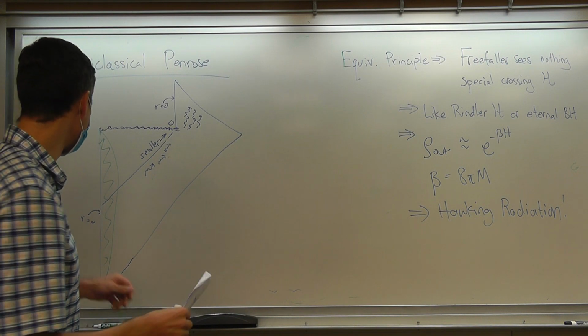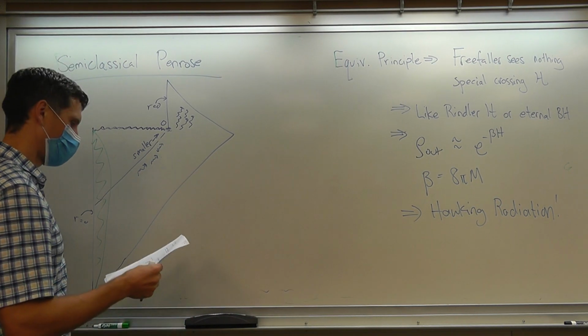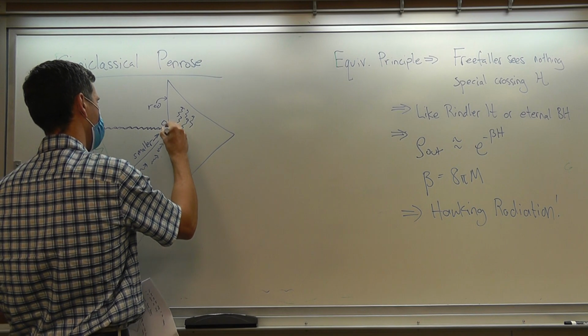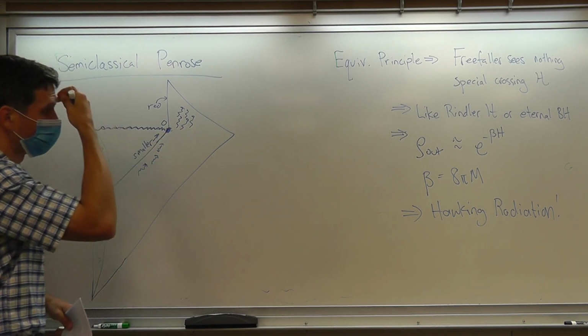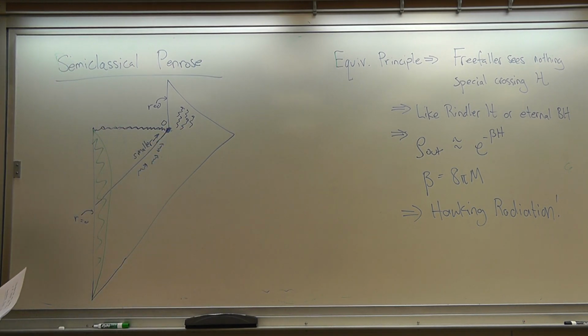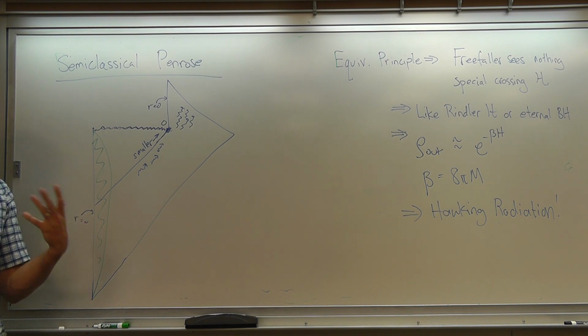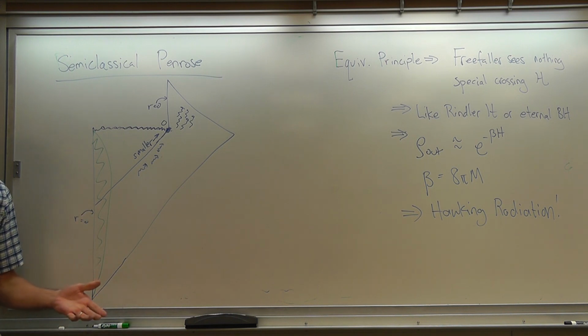Is there some sort of string scale or energy scale here? Because obviously this temperature goes as 1/8 pi m. Is it just going to keep increasing? The answer is that we don't really know. We don't know for sure what the next effects are that come in to correct this. But you're also sort of asking about the information paradox.